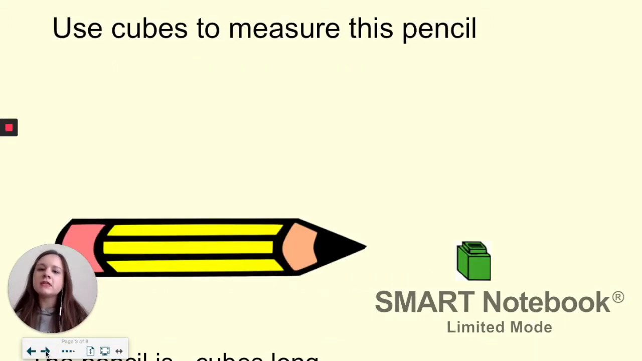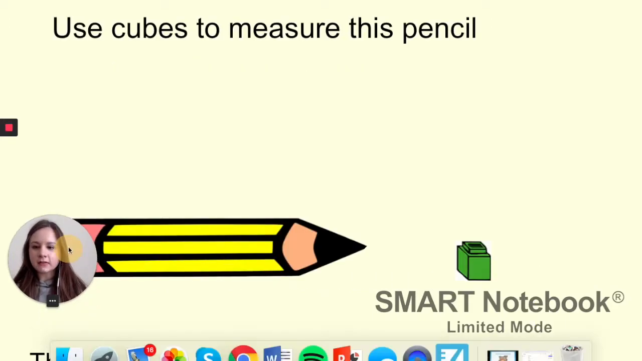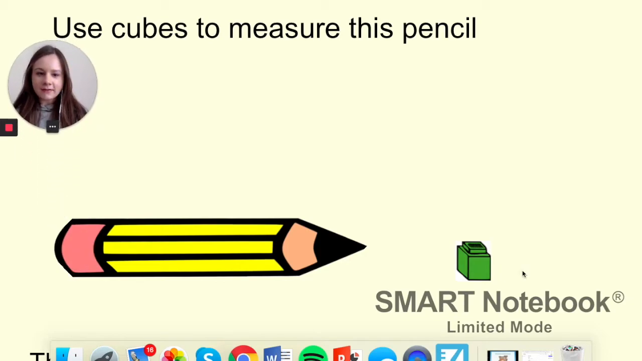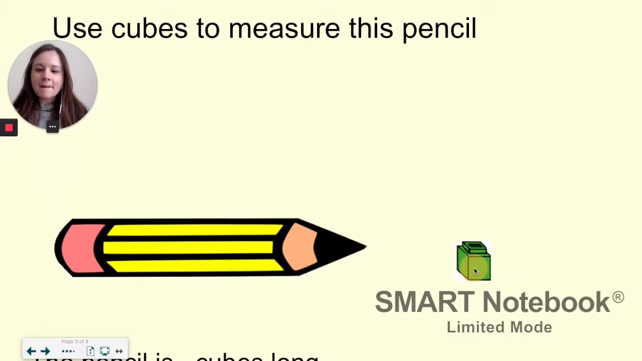So use the cubes to measure this pencil. So remember, we have to go right from the edge of our object so that we're making sure that we get the right amount. So there, make it at the end.